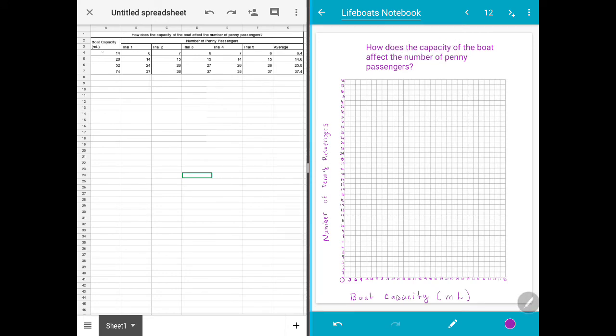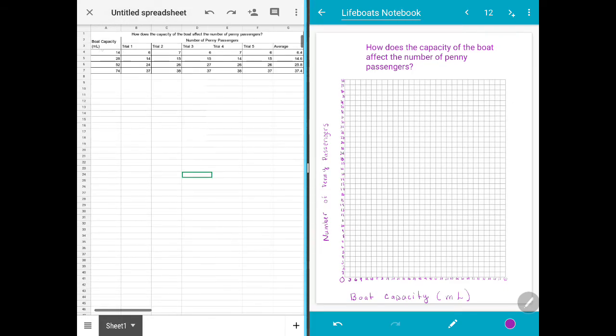So I'm going to start over here. My first boat capacity is 14, which is right here in this box. I'm going to go all the way over to the average, and it has an average of 6 4/10. So I'm going to find 14 on my x-axis. It's obviously going to be between 12 and 15, and I'm going to go up to 6.4, which is going to be above 6. Here we go, 14, 6.4. I'm going to put my dot right about there.